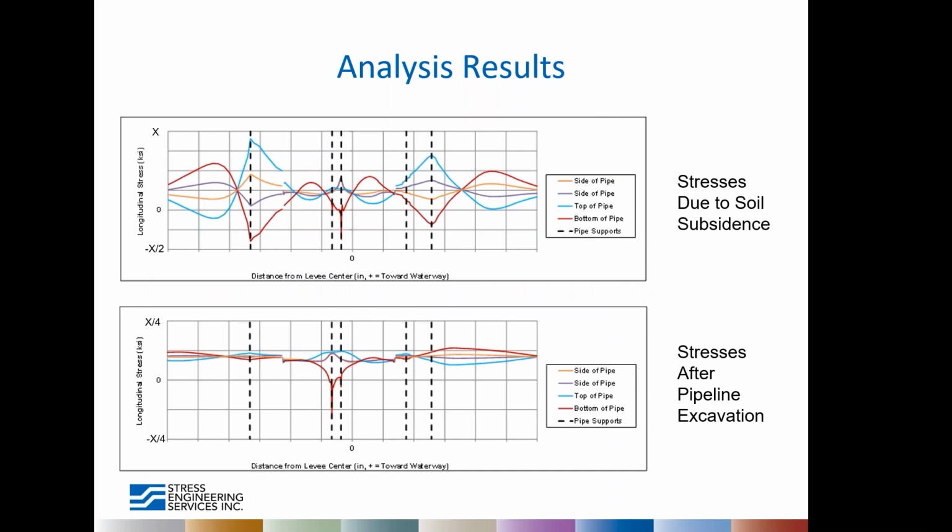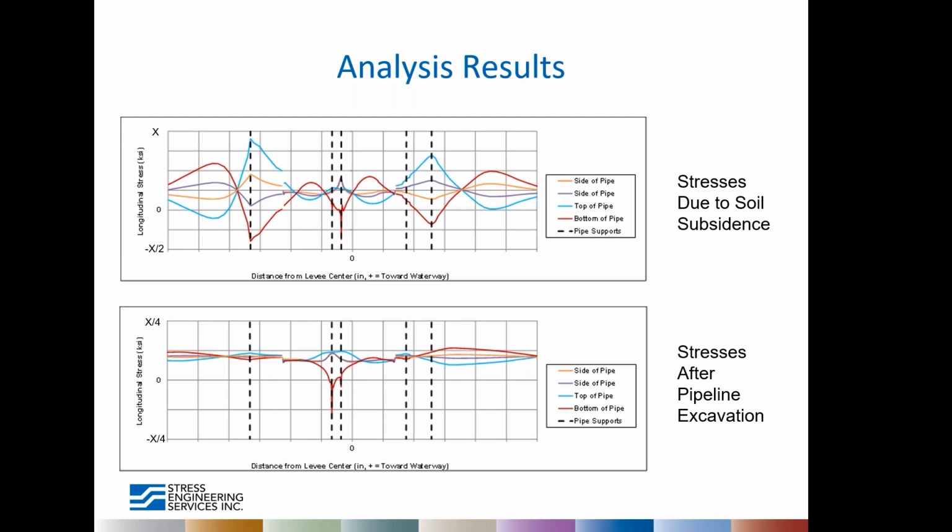So the analysis results that we see here, the x-axis on this is distance from the levee center and the y-axis is longitudinal stress. So the stresses due to soil subsidence, you can see here on the top of the pipe, which is blue, and on the bottom of the pipe, which is red, really do get quite high. And these are all relative values. So they're relatively high at these supports. And then at the sides of the pipe, we do have some stresses, but they're not nearly as high. But as a result of this, we see that at those supports, those stresses are close to the allowable limits, and we are concerned about that.